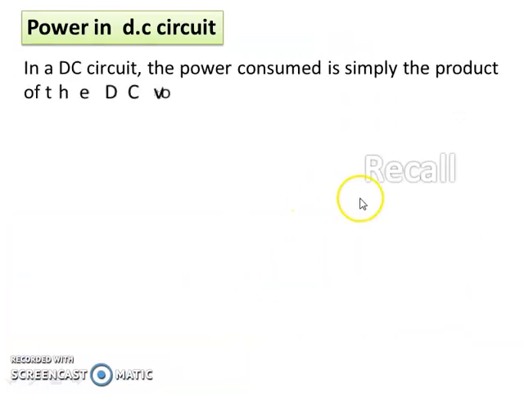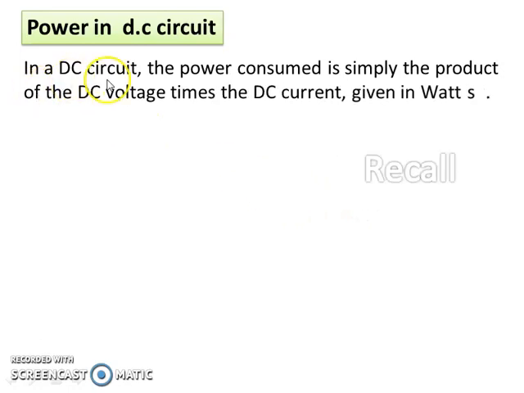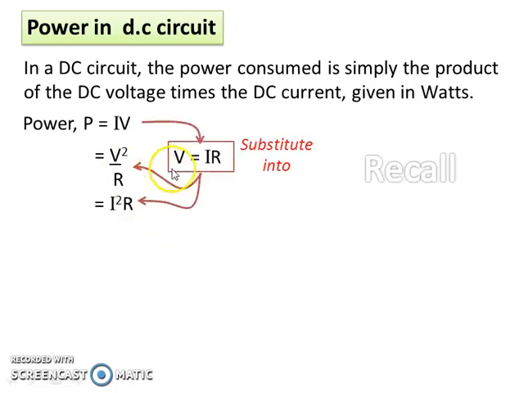Okay, recall what we have learned in secondary school. In a DC circuit, the power consumed is simply the product of the DC voltage times the DC current, given in watts. From the formula power equals IV, we can get P equals V squared per R and P equals I squared R by substituting V equals IR into the equation here.